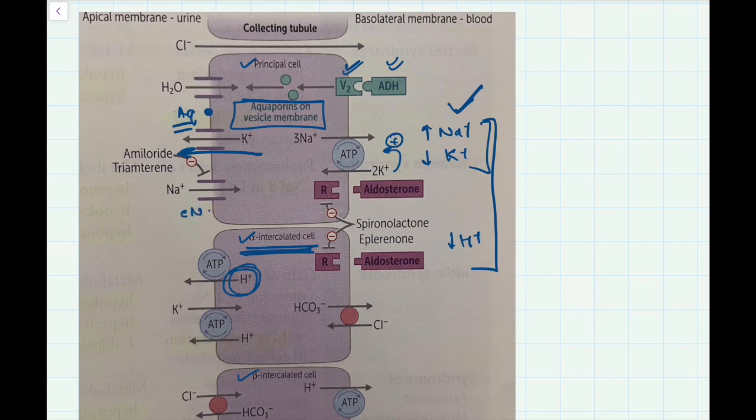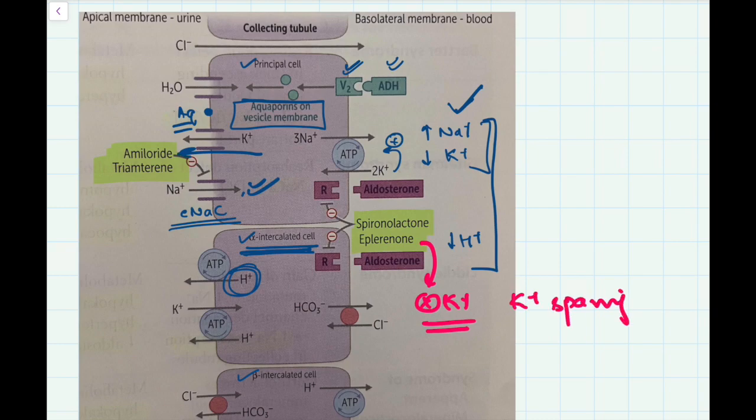Aldosterone also increases the activity of the ENaC channel, hence increasing sodium reabsorption, right? So the drugs acting on the ENaC channel and inhibiting it are amiloride and triamterene, while spironolactone and eplerenone are the drugs acting on the mineralocorticoid receptor on which aldosterone acts, right? Therefore, due to spironolactone, there is no potassium excretion, hence it is known as a potassium sparing diuretic.